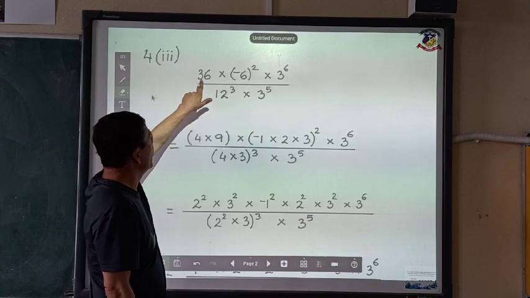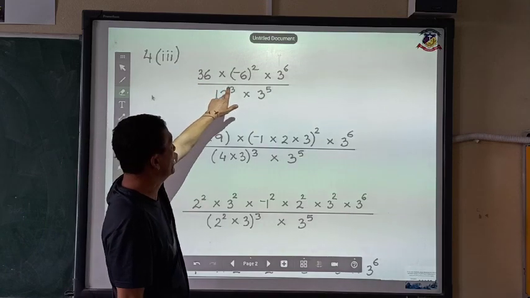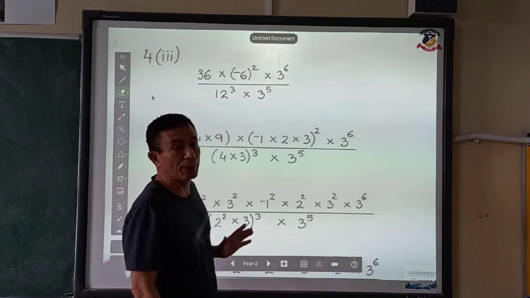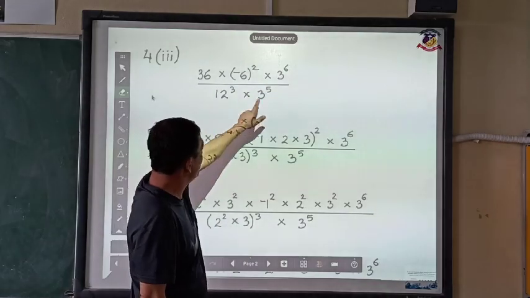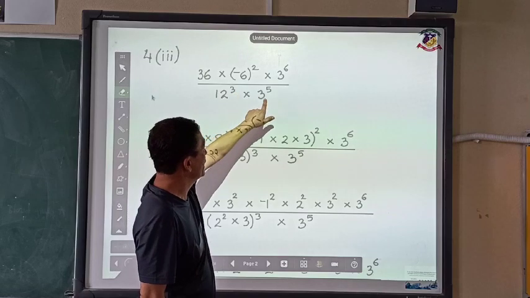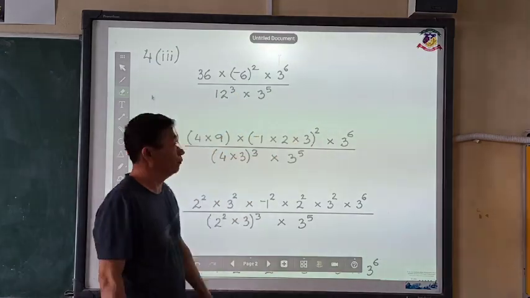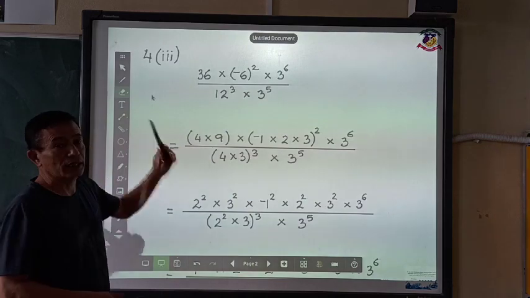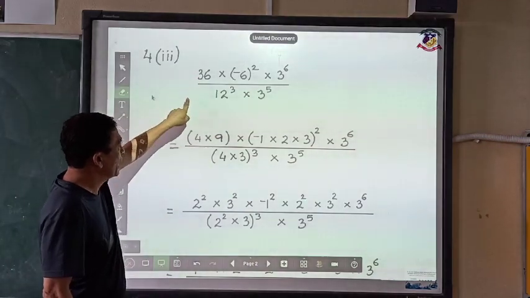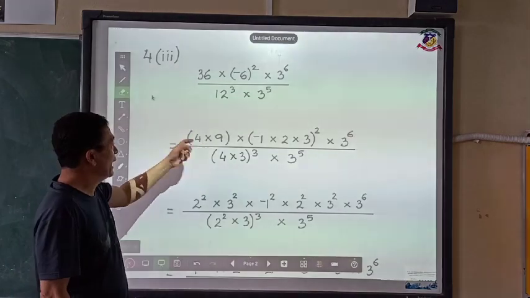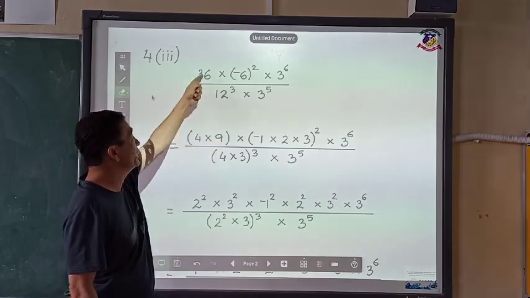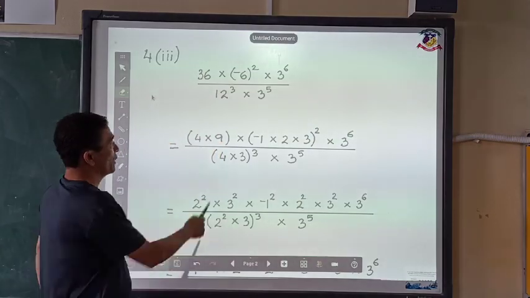The question given is 36 multiplied by (negative 6) whole square multiplied by 3 to the power of 6, divided by 12 to the power of 3 multiplied by 3 to the power of 5. Let's look at the second step. This 36 I have changed and made it 4 into 9. So 4 into 9 actually gives us 36.